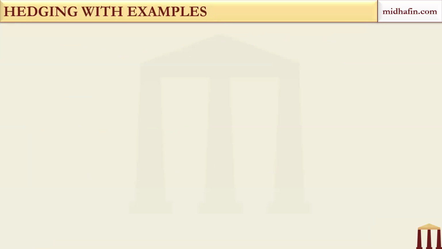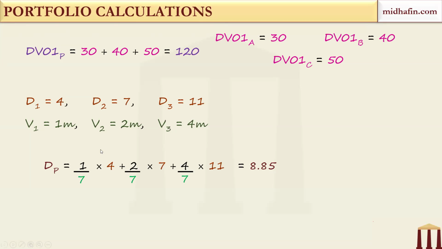For convexity, again, it's the same as duration. So for duration, we take the weighted average. For convexity also, we take the weighted average of the convexities of each of the bonds.